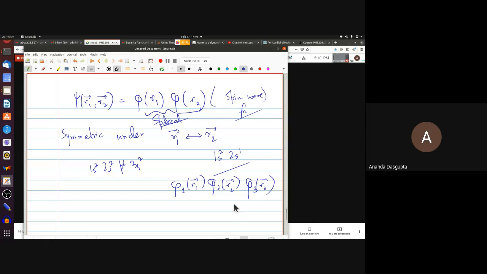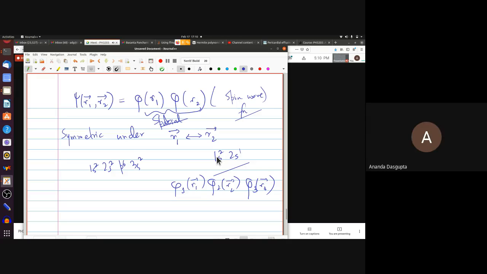Where phi 1 is a 1s wave function, whatever 1s is for lithium, fine. Phi 2 is another 1s wave function. So phi 1 and phi 2 are sort of identical wave functions, but with different arguments, of course. And phi 3 is a 2s wave function. Is that what you're saying?